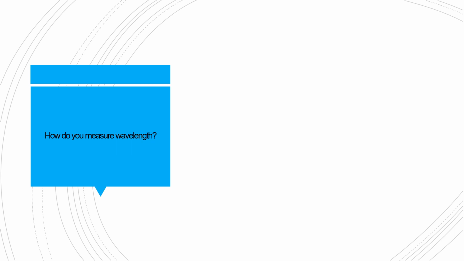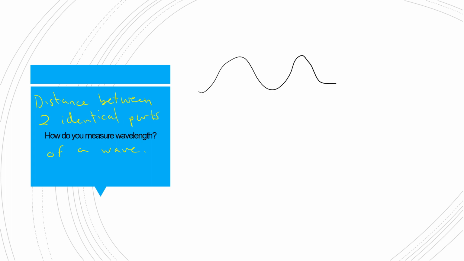How do you measure wavelength? That should be the distance between two identical parts of a wave. We have a couple of examples here. Let's take my transverse wave again. I can measure from trough to trough, or I can measure from crest to crest. Both of those would be a wavelength.